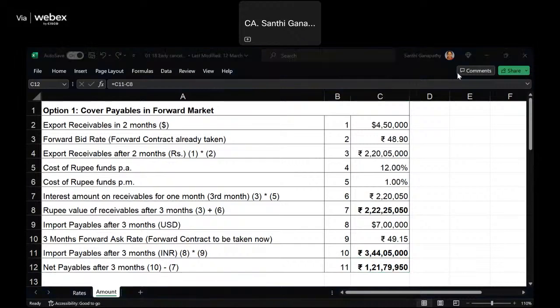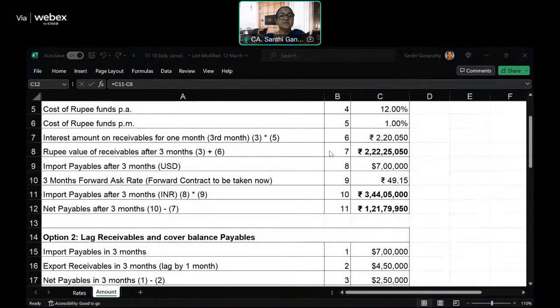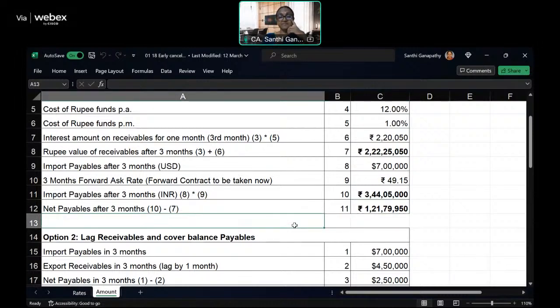So once this is done, the other option which we have is to lag the receivable by 1 month and cover the risk only for the net amount. No interest for delaying the receivable is earned. But here, if I lag the receivable, I have already entered into a contract. That contract has to be cancelled. When you want to cancel a contract, you have to take the opposite position.